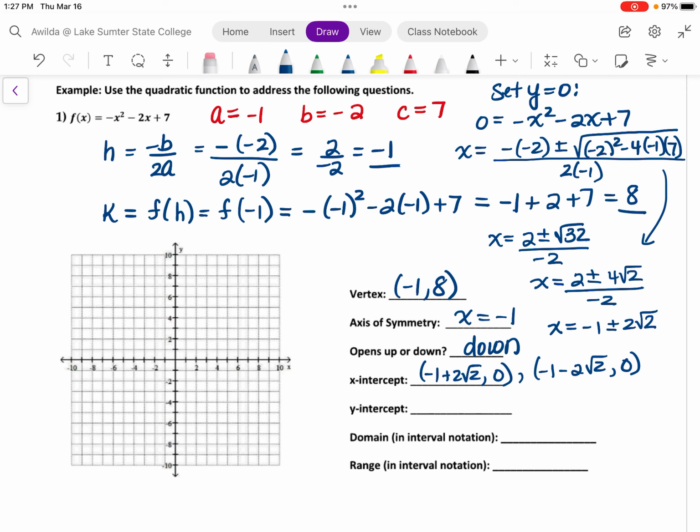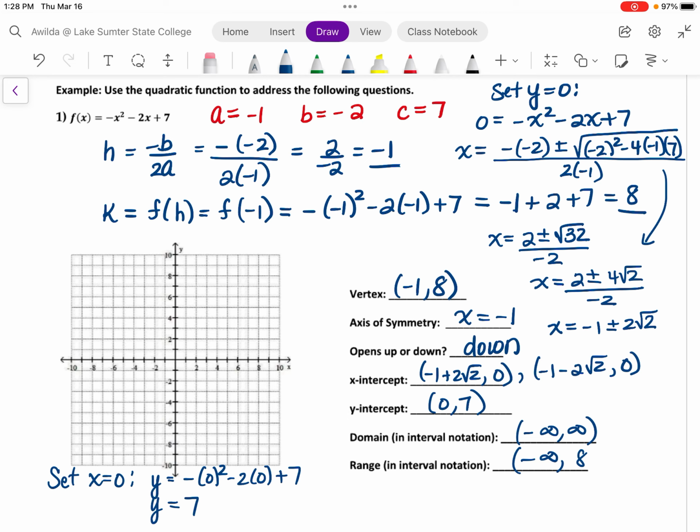For the y-intercept, I have to set x equal to 0 and solve for y. So I have y equals -0 squared minus 2 times 0 plus 7. So I just get y equals 7. So we have 0, 7 as our y-intercept. The domain for quadratic functions is always the set of all real numbers. And for the range, I see that because the parabola is going to open down, the vertex is the highest point. So the range will go from -infinity up to and including 8.